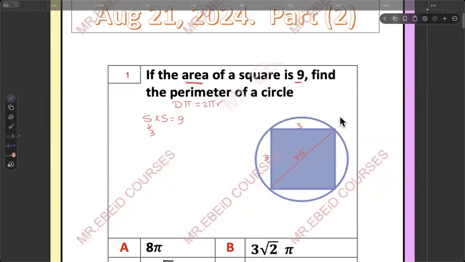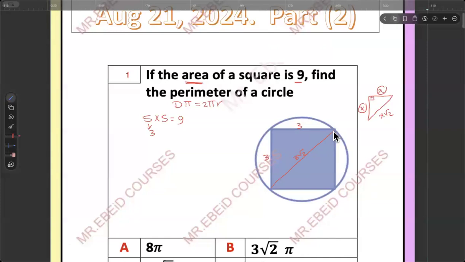As you know, we have a rule: if we have a right isosceles triangle, this is x, and the third side will be x root 2. So if we have this side of 3 and this side of 3, the diagonal length of this triangle is 3 radical 2, or 3 root 2.